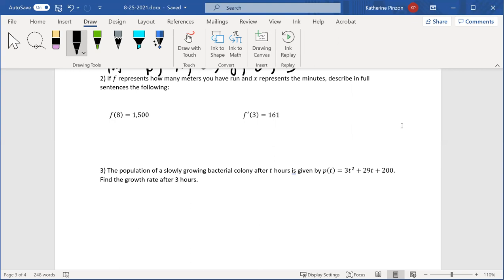If F represents how many meters you have run, and X represents the minutes, describe in full sentences the following. So F is a function that tells you how many meters you have run in X minutes. So over here, it says F of 8 equals 1,500. What does that say? You ran 1,500 meters in 8 minutes.